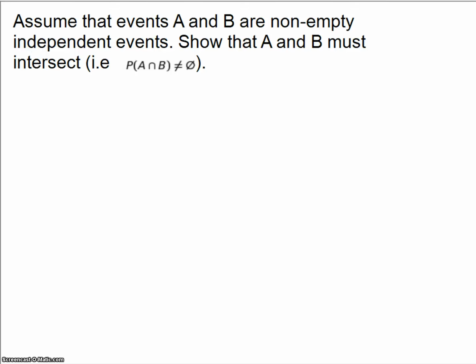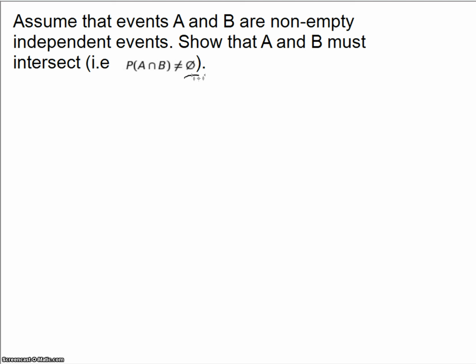Hey all, we've got a maybe theoretical problem here on page 359, section 6.3. Assume that events A and B are non-empty independent events. Show that A and B must intersect, i.e. that the probability of A and B cannot equal the null set. By the way, note that this is not zero right here. This is actually called the null set. But what we're saying in effect is if it's the null set, the probability would be zero. So sort of similar. But anyway, how do we do this?